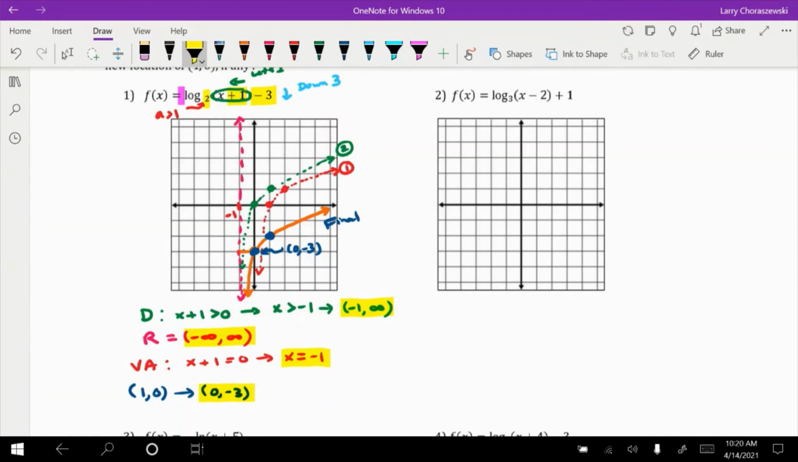And I'm going to request that you work out problem 2. All right, so I'll give you a few minutes to work out problem 2. We'll go over it, and then we'll do a couple more.